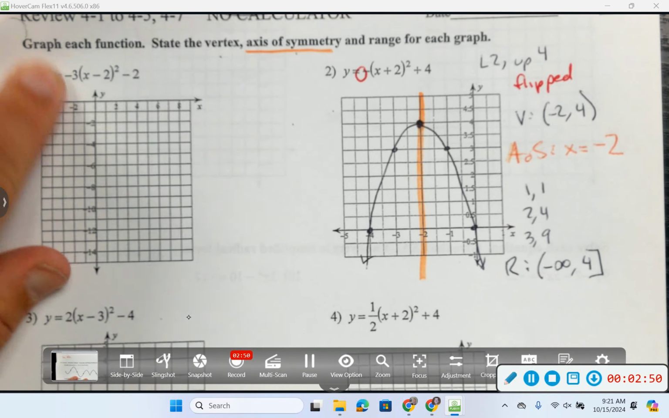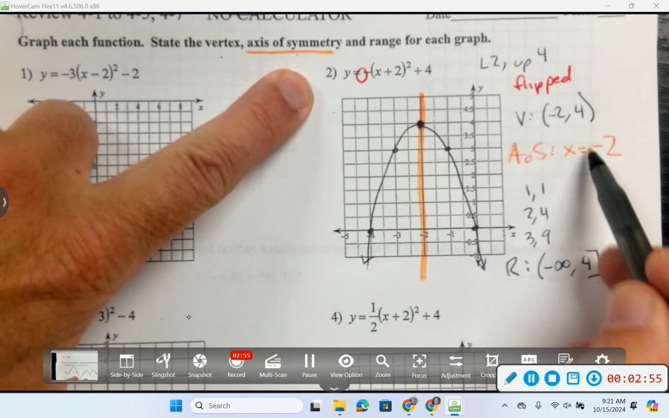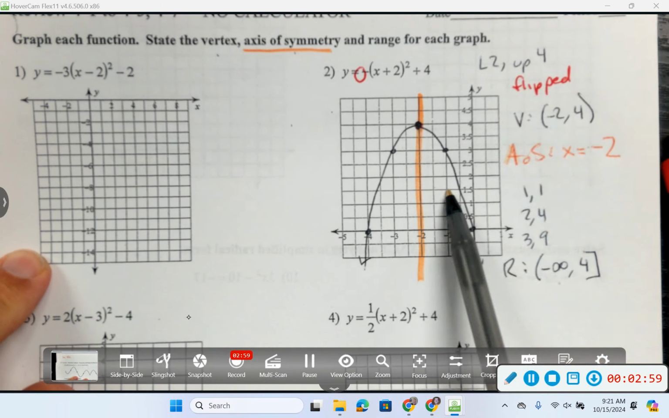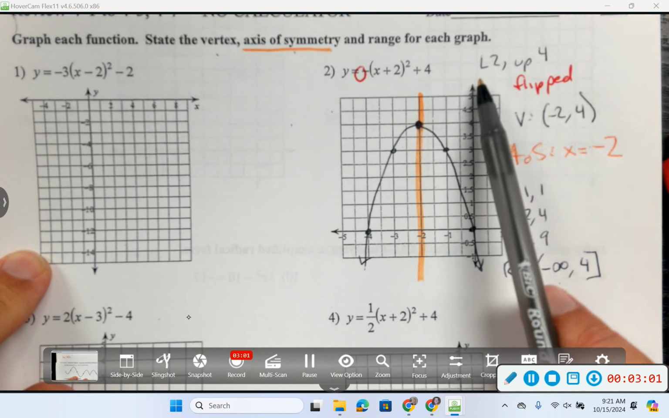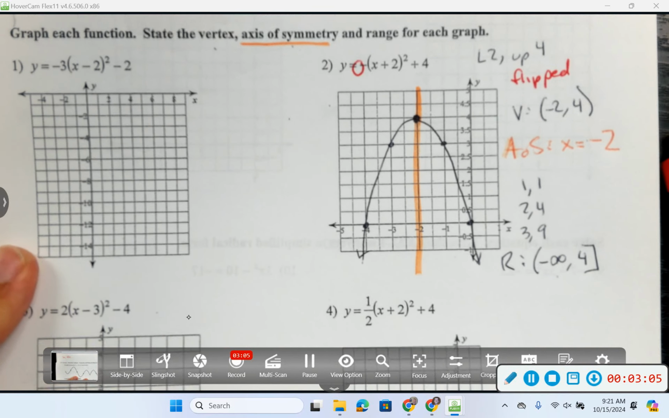All right, let's go back and make sure we answered everything. Graph, got it. Vertex, yes. Axis, and range. And then it's also helpful to go back and check and make sure you did all the things you said you would do. Left 2, up 4, and it's flipped. So yes, we're good on that one.